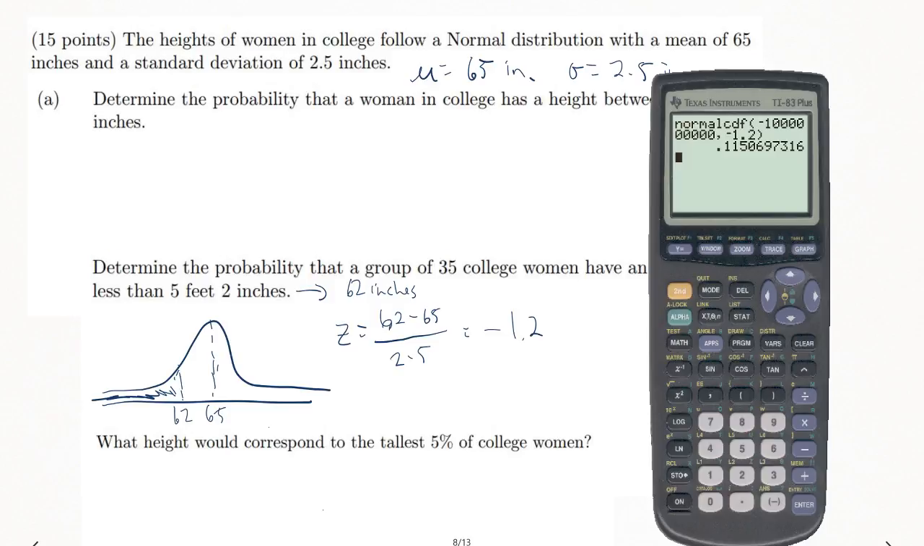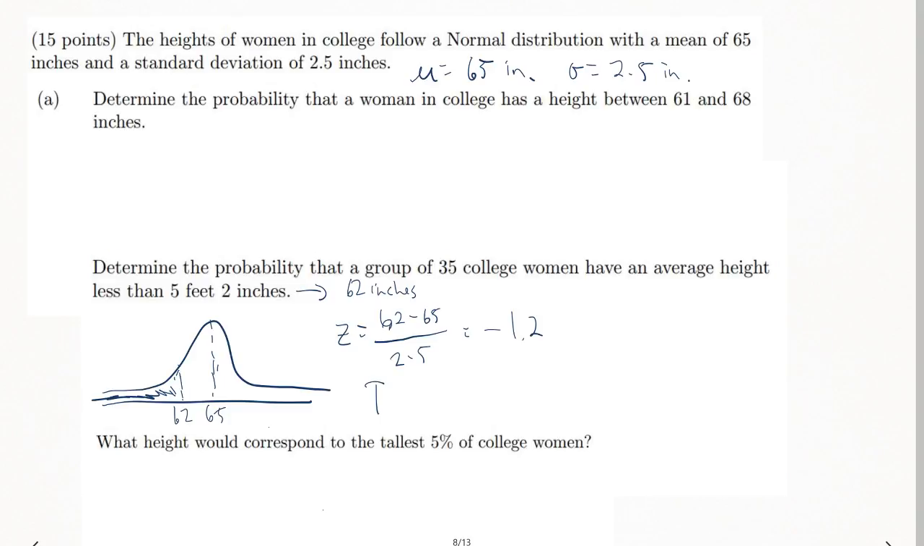And by the way, if we want greater than 62, we can actually just go 1 minus this answer and get that side as well. So notice we get 0.115 as our final answer. So we have less than 62 inches, or less than or equal to, it's going to be the same answer. And I believe it was 0.115, correct? We'll see in a second here.